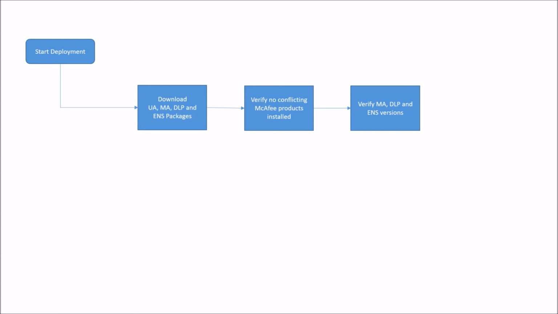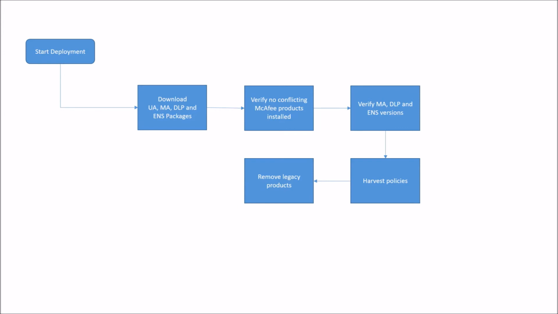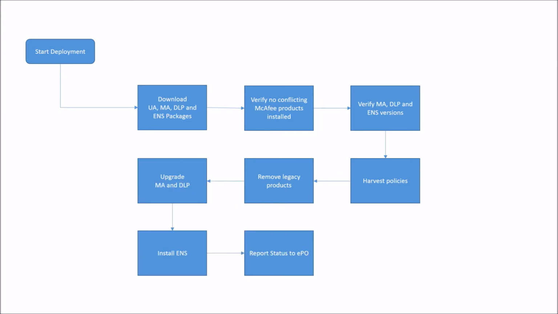If possible, local security policies will be migrated. It will remove legacy products from the machine, upgrade MA and DLP, and install ENS 10.2.1 or later. The endpoint migration is now complete and the status will be reported to EPO for the admin to view. Legacy products include VSC and HIPS.